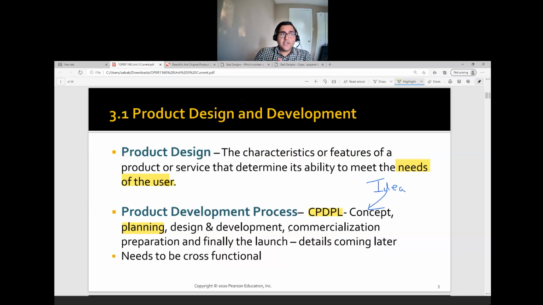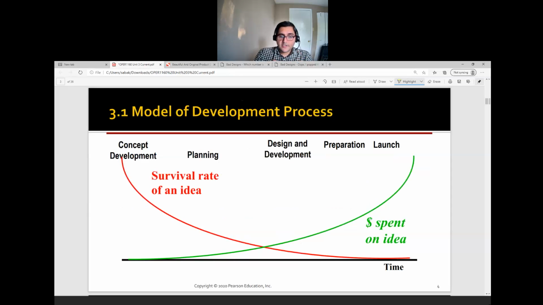And always remember that if you are working in an established company, the new product is not developed by a single person or a department. It is almost always a cross-functional effort. Let's see what it means in the subsequent slides.